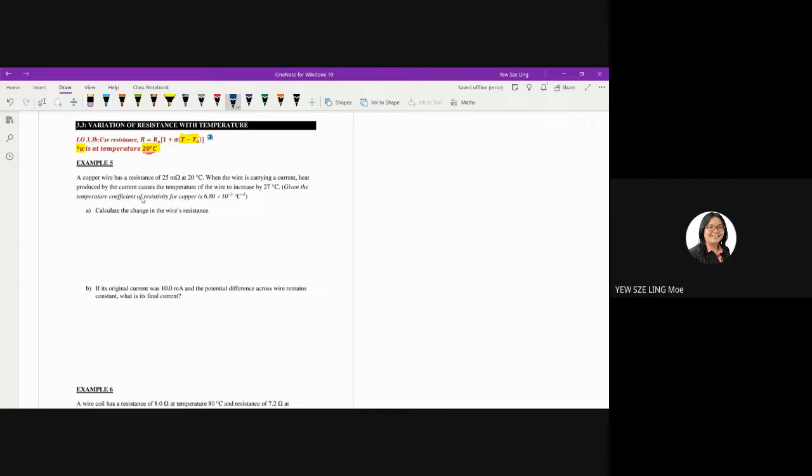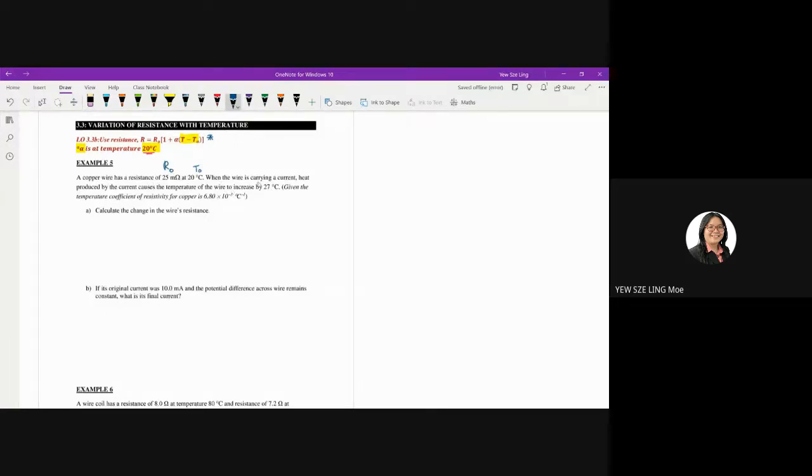Example 5. A copper wire has a resistance of 25 milliohm. This is your R at temperature 20 degrees C. Usually 20 degrees C, we treat it as T naught, and R is R naught. This is the initial statement, so the initial value.